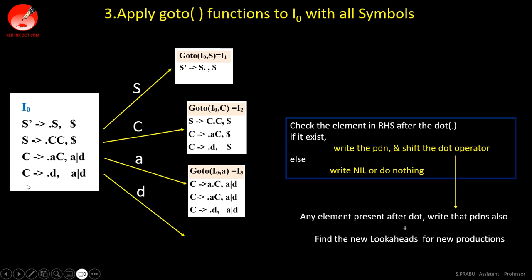For the symbol D, this rule is suitable, so I write C tends to D dot with the previous look ahead A or D and name it I4. So repeat this operation for all the resultant sets. Here I1 and I4 are end states, so there is no need to apply goto functions. I am going to apply the goto functions only on I2 and I3.